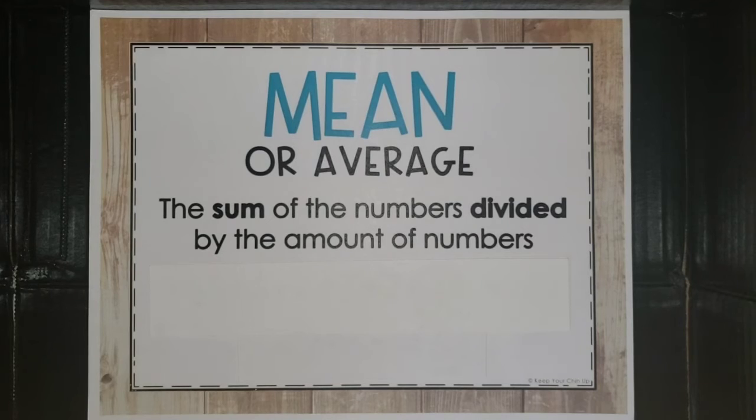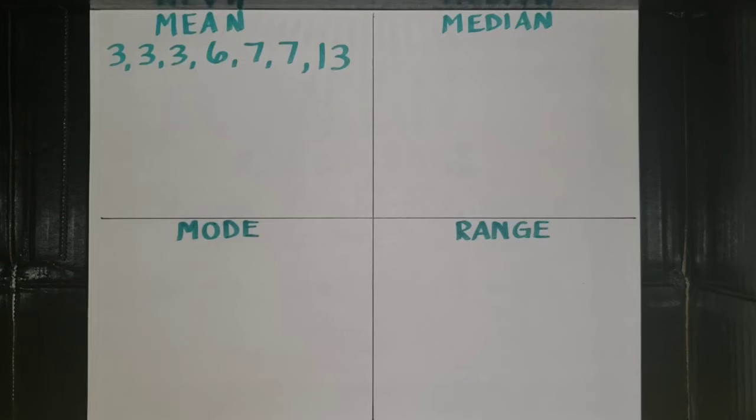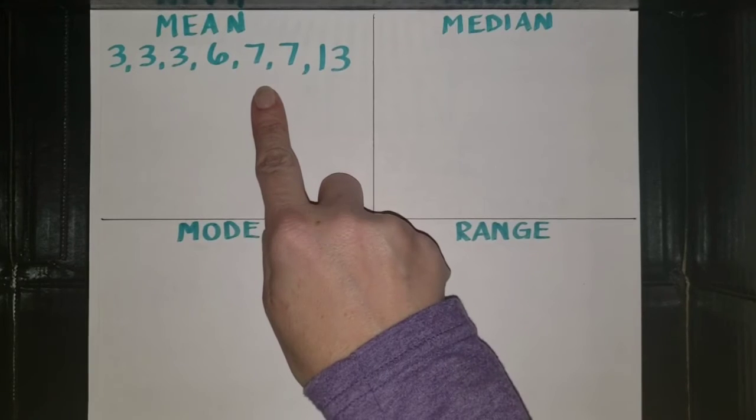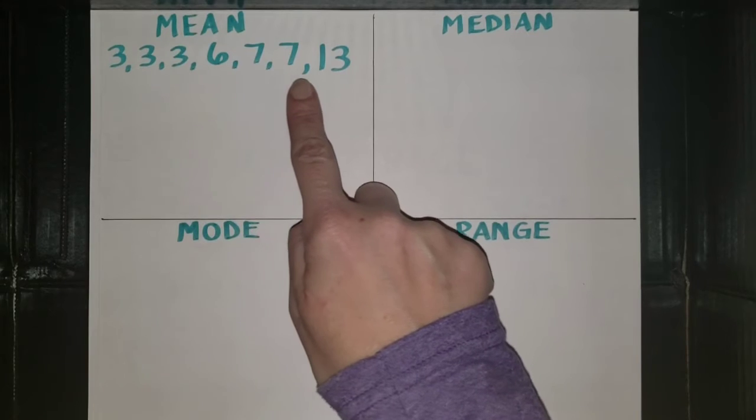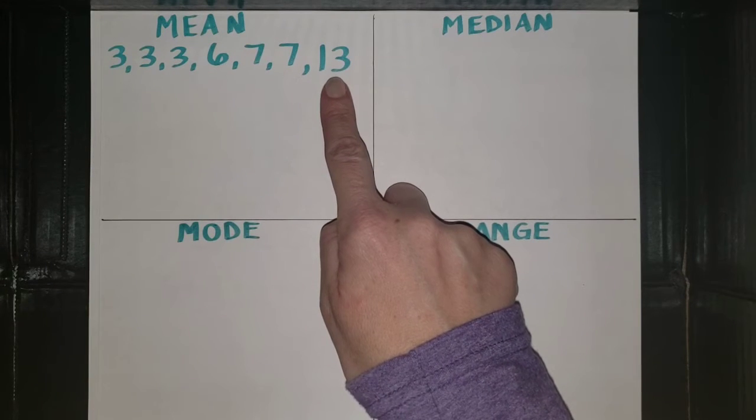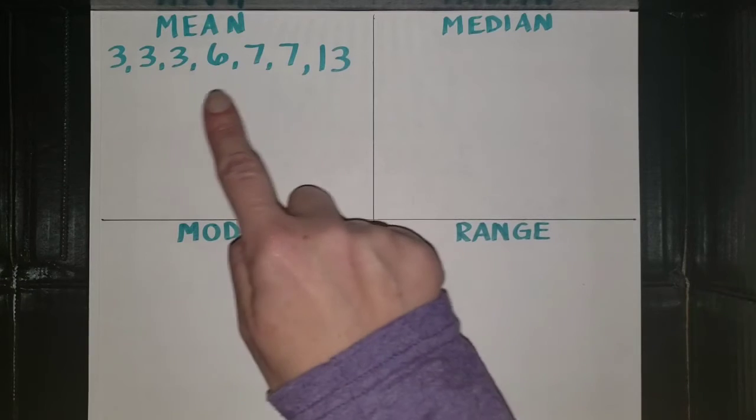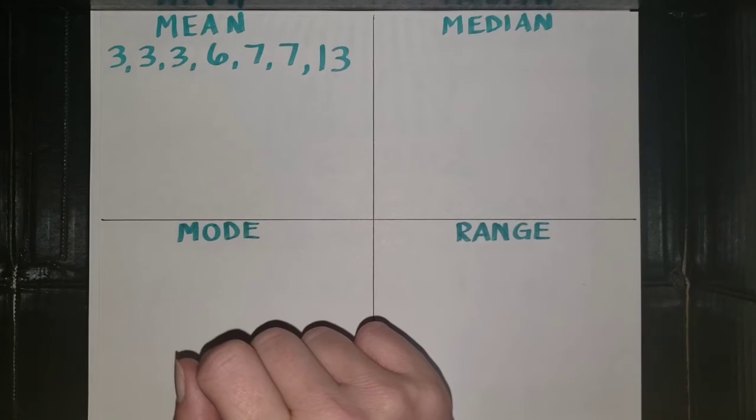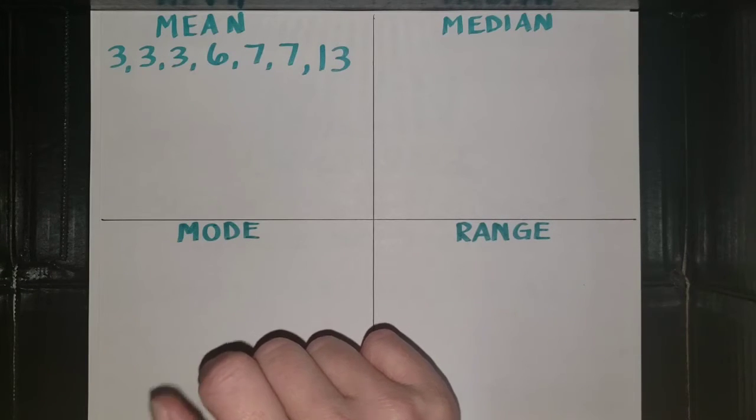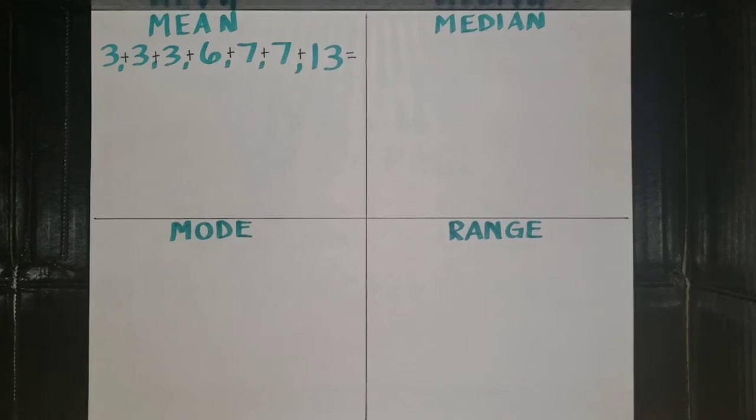The mathematical term for average is mean. And the mean is the sum of the numbers divided by the amount of numbers. Well, what numbers are we talking about? We're talking about these numbers. We are going to find the sum of all of these numbers, and then we are going to divide that sum by the amount of numbers that we have. Let's practice this together.